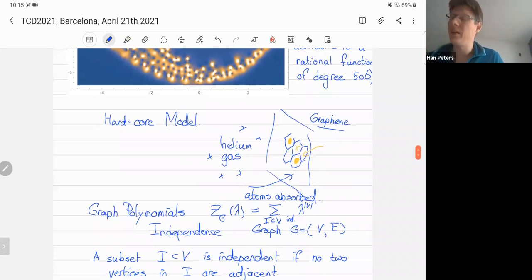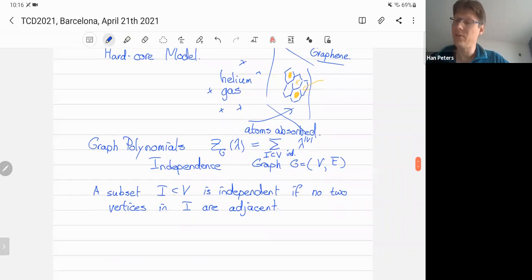Here we always take, so you have a dual graph, the holes, and the holes filled by atoms. It must be an independent subset of that graph. Could be any independent subset, but no two atoms may be adjacent. Okay, and then the energy is related to lambda, some parameter, to the power of the number of vertices that are filled.